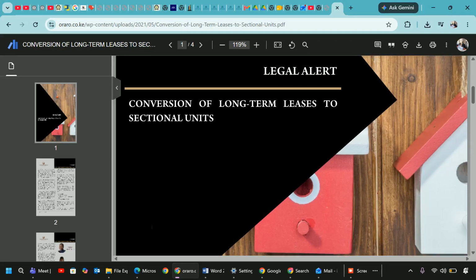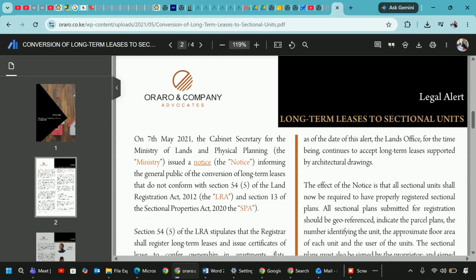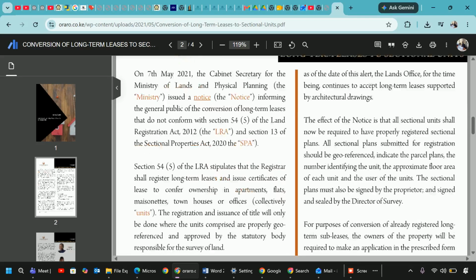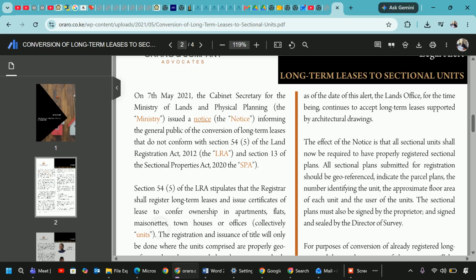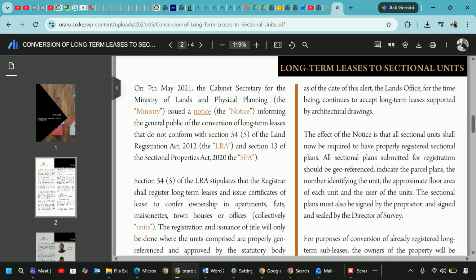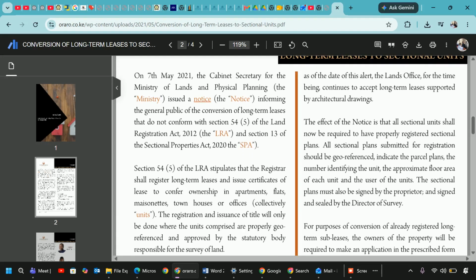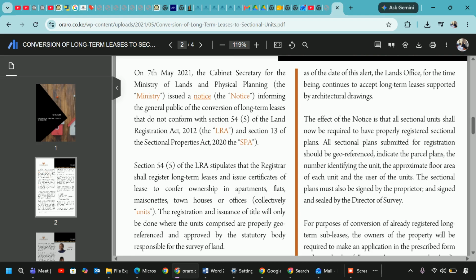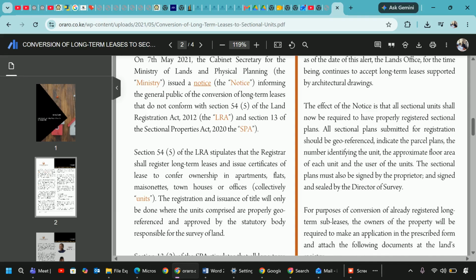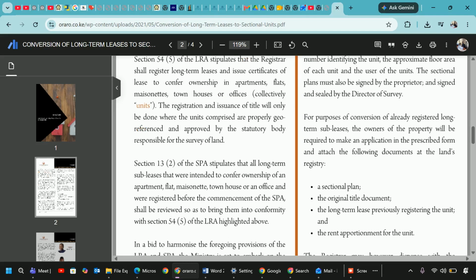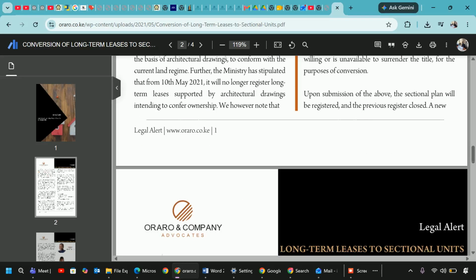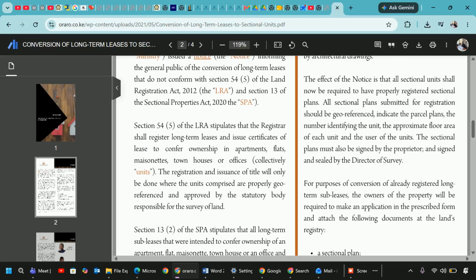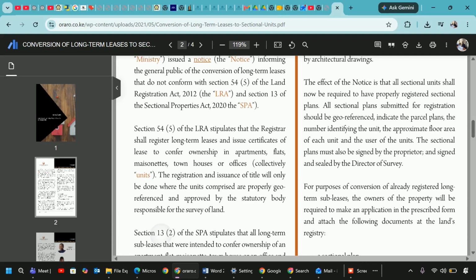So, still on the topic of conversion of long-term leases to sectional units, I've told you that on 7th May 2021, the Cabinet Secretary for the Ministry of Lands and Physical Planning issued a notice informing the general public of the conversion of long-term leases that do not conform with Section 54(5) of the Land Registration Act and Section 13 of the Sectional Properties Act. Now we are interested in the exact procedure on how you convert.